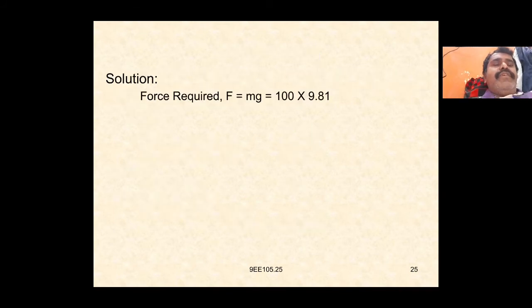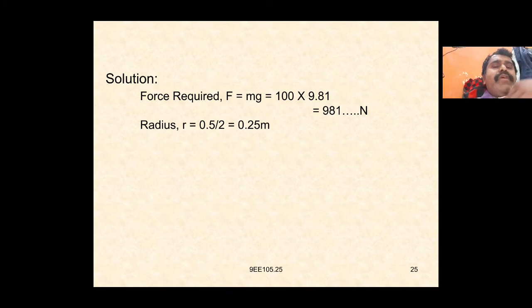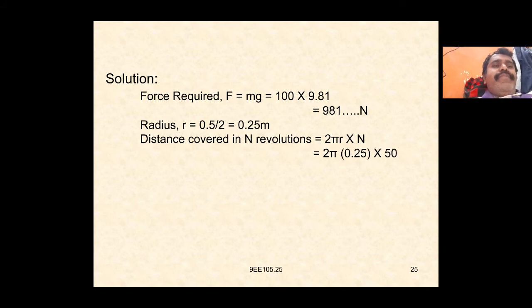That is F is equal to mg, that is 100 into 9.81 converted to newtons. Then you get 981 newtons. Radius r is equal to 0.5 by 2, which is equal to 0.25 meters. Distance covered in n revolutions is equal to 2 pi r into n, 2 pi into 0.25 into 50, which is equal to 78.54 meters.